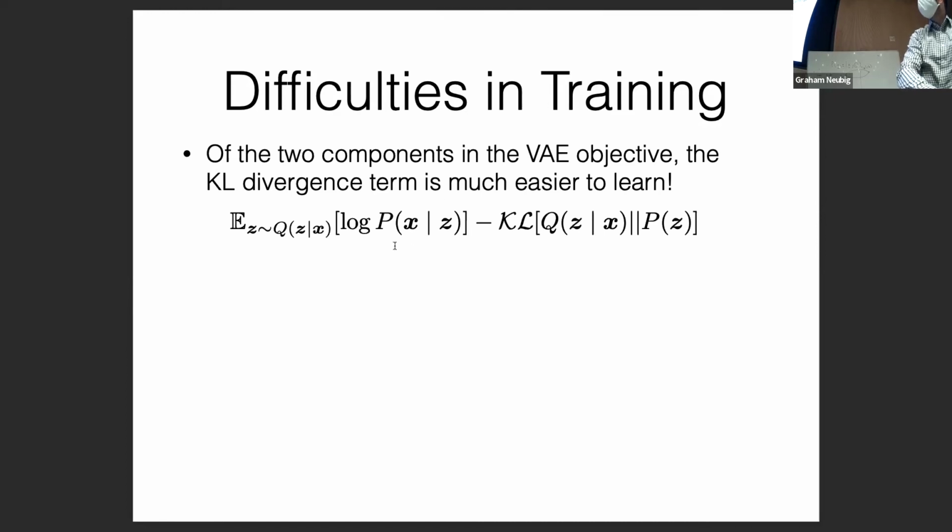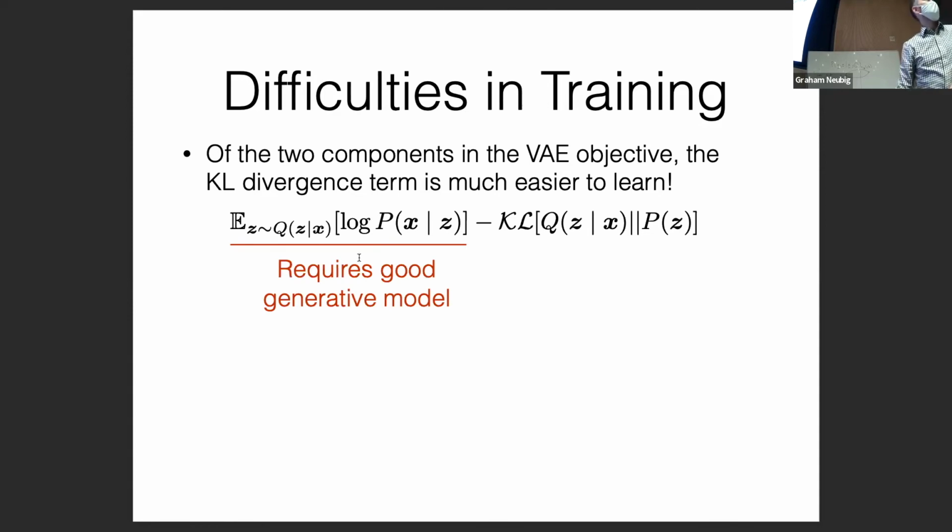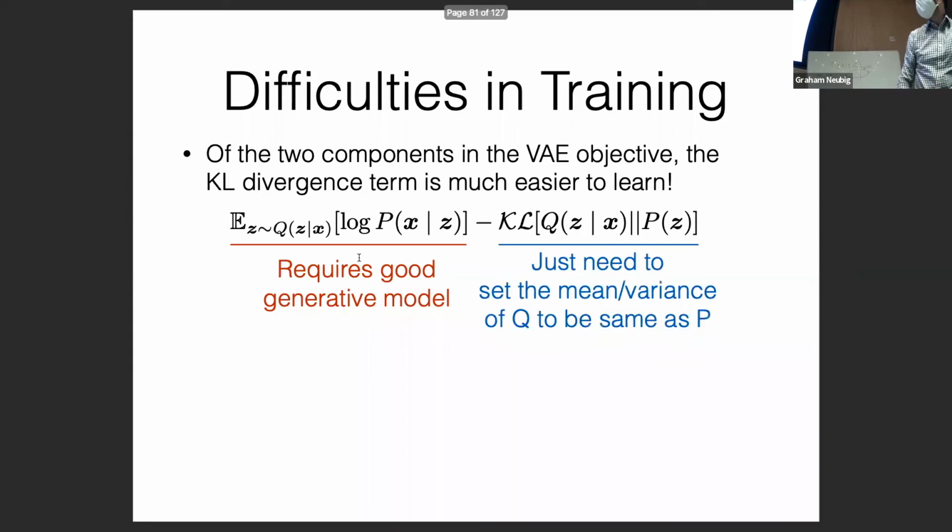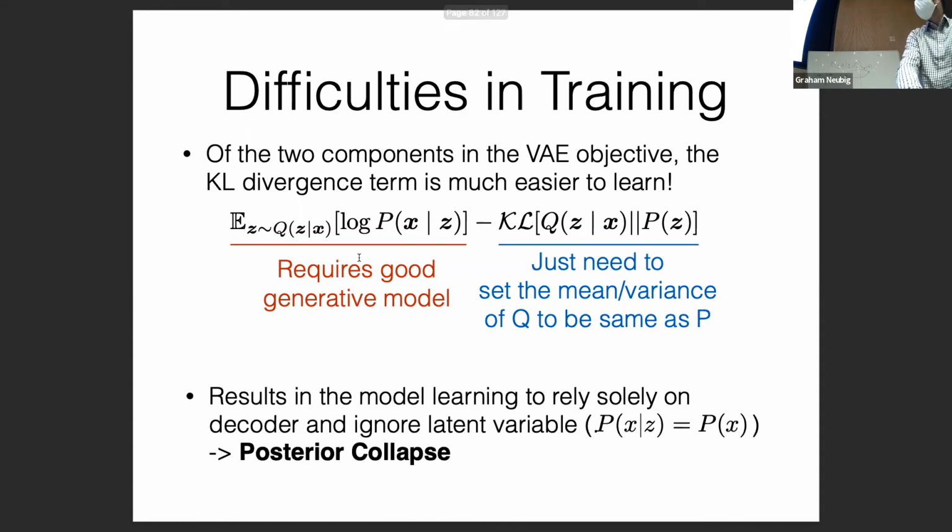So if we look at these two components, learning the reconstruction term requires a good generative model. You need a good language model, or a good image generation model or something like this. However, there's a trivial solution for this KL divergence term, right? You just set the mean to 0 and the variance to 1, covariance to 1, and you have a perfect approximation of this term. So what tends to happen is early in model learning, the variational autoencoder learns to rely solely on the decoder and ignore the latent variables.